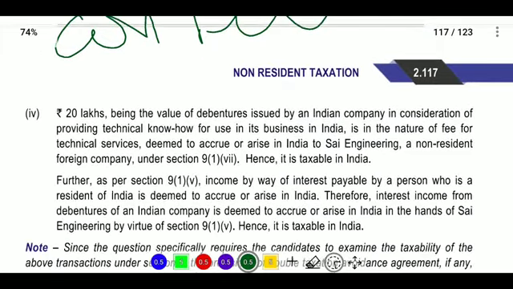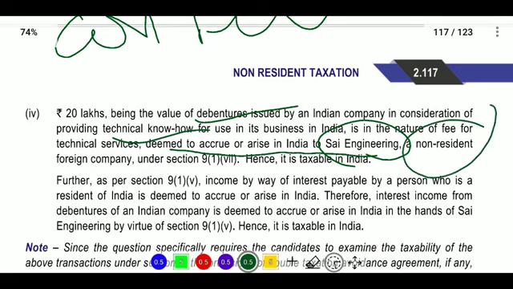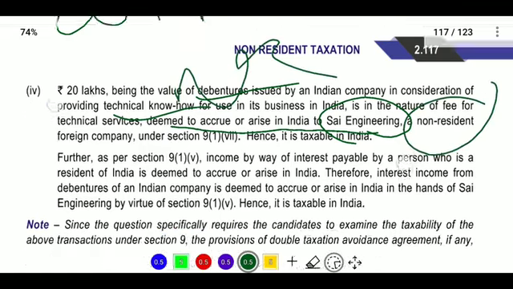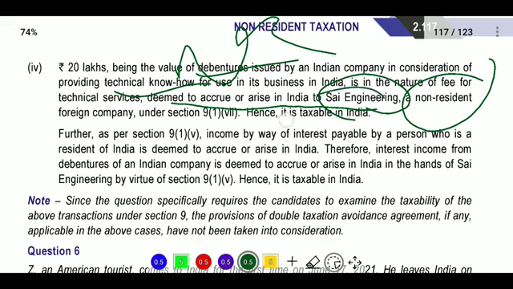Next, 20 lakhs being the value of debentures issued by an Indian company in consideration of providing technical know-how for use in its business in India. So why was the debenture issued? Because of the consideration for technical know-how for use in its business in India. Next, it is in the nature of fee for technical services deemed to accrue or arise in India to CI Engineering, a non-resident foreign company, and hence it is taxable in India.